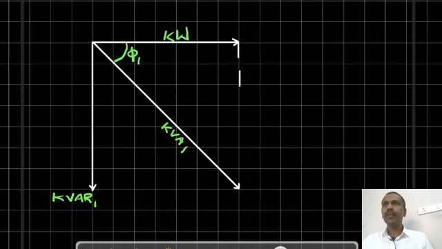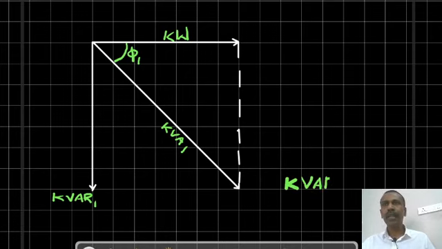This side is also equal to kVAR1. Now you see the reactive power kVAR1, it is acting downwards because it represents the reactive power drawn by the inductive load.